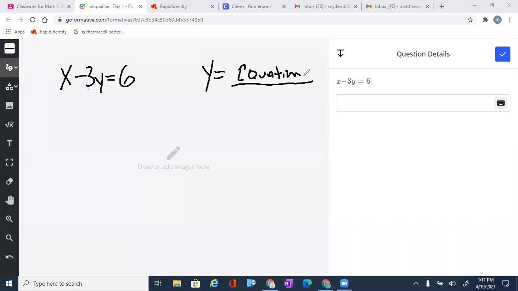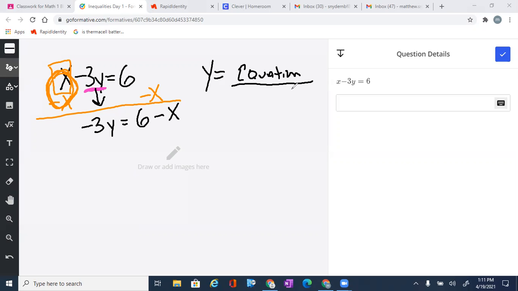So you'll notice that there's a y term right here, and that there are extra terms attached to it. For example, this x is a term. So we're going to subtract, or use the opposite of, that positive x. We're going to use a negative x in order to get rid of it and move it to the other side of the equation. So x minus x, they're inverses, so they give us 0. Then we bring down the y term: negative 3y equals 6 minus x.